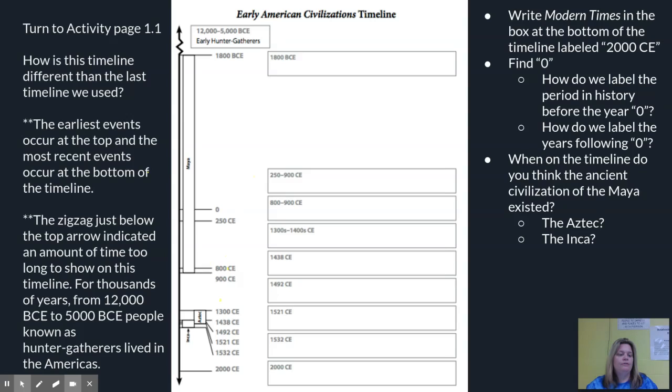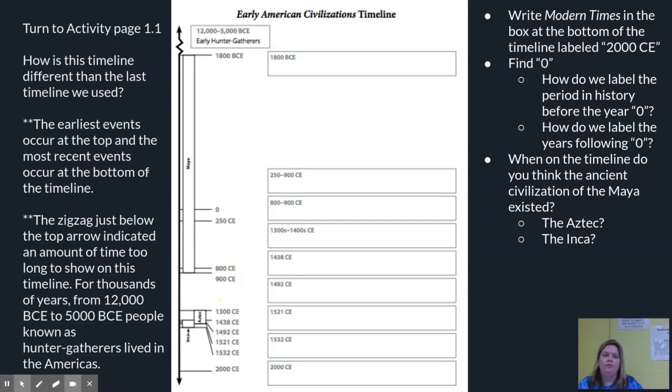For thousands of years, from 12,000 BCE to 5,000 BCE, people were known as hunter-gatherers, like right up here, your zigzag line, because they're compressing a lot into one little thing. Now, here's what we're going to do. You need your pencil. I want you to write modern times in the box at the bottom. Write modern times. Now, before you say, Miss Moore, I don't know how to spell it, look up here at the top, and it says modern times. Okay? You got this.